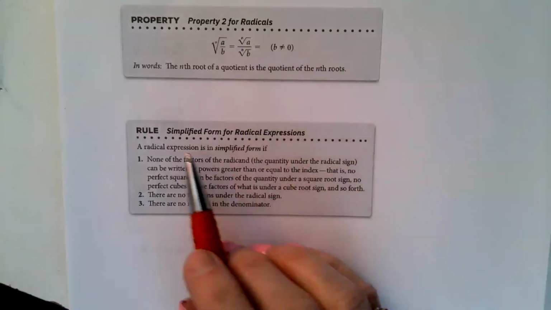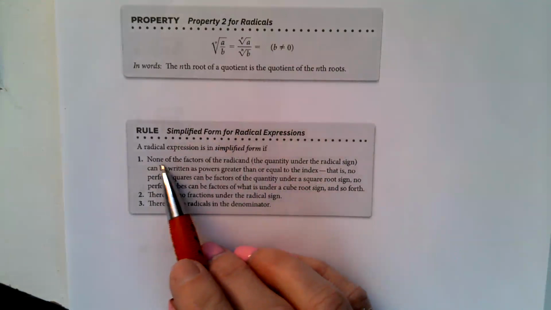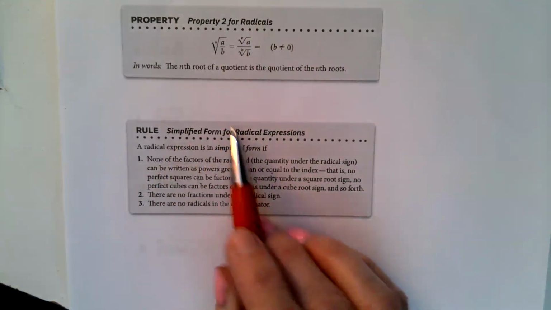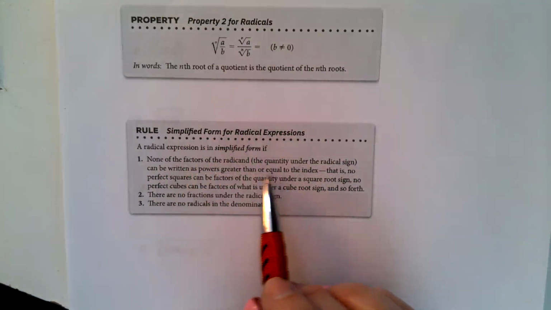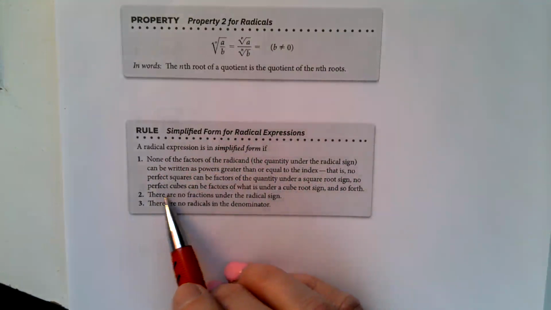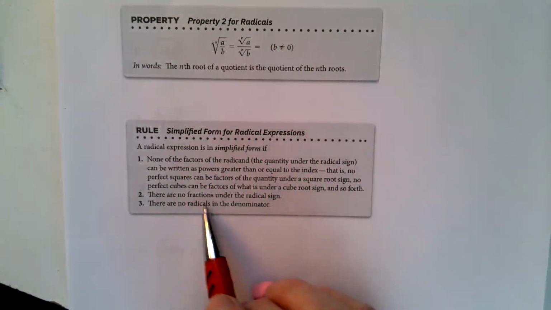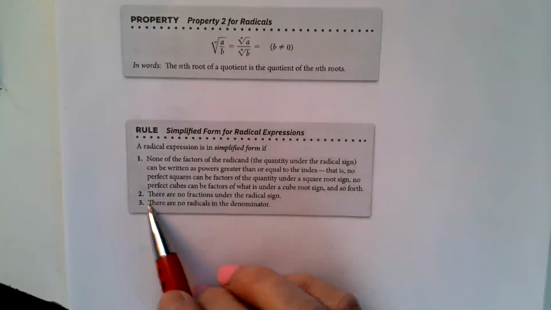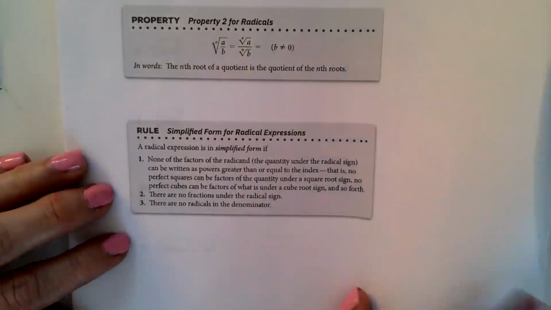And then, simplifying radical expressions. We know that they're simplified if none of the factors of the radicand, what's underneath the radical sign, can be written as powers greater than or equal to the index. That means there are no perfect squares or perfect roots. Two, there are no fractions under the radical sign, and three, there are no radicals in the denominator. Remember, that means we're going to have to do something about those. I said we're going to get to that, and we're doing that here in chapter 6.3.